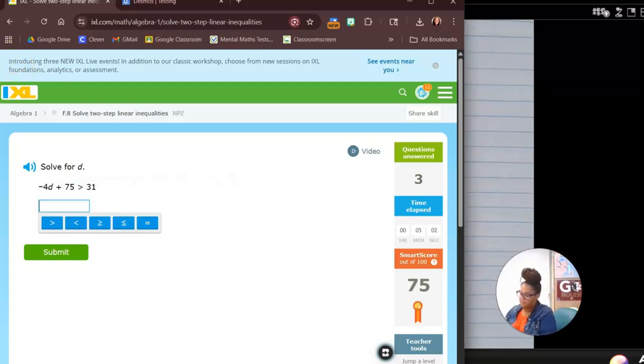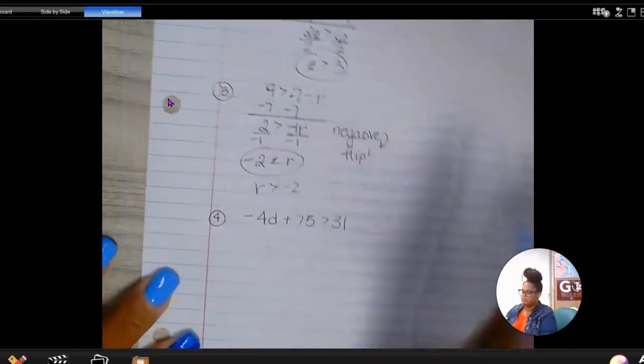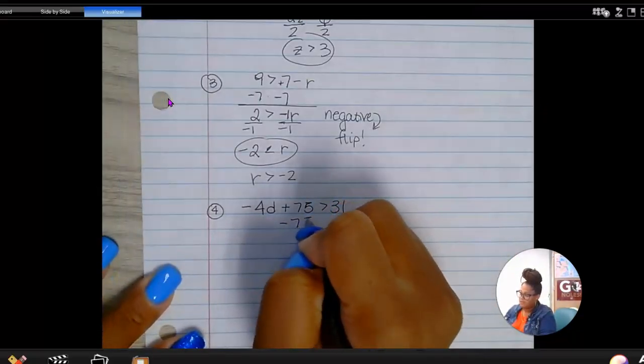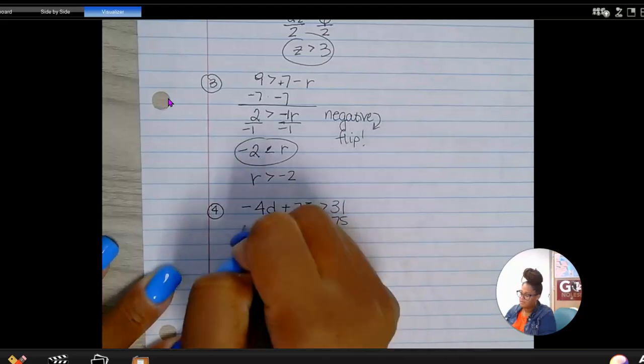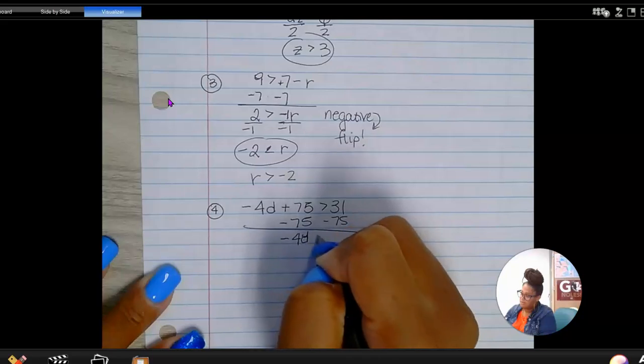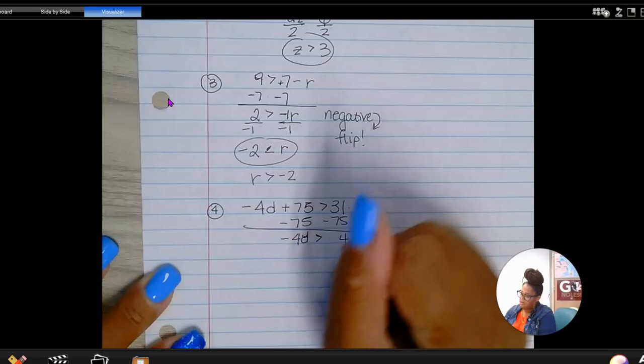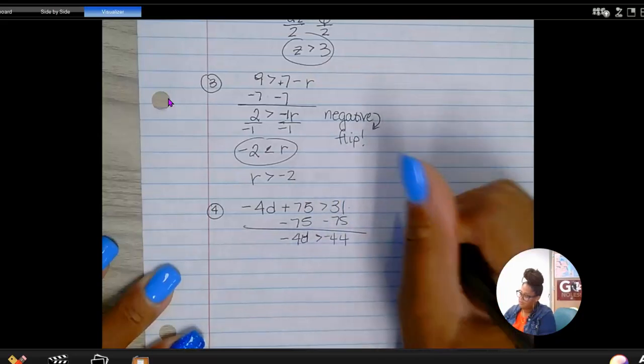-4d plus 75 is greater than 31. Subtract 75 from both sides. -4d is greater than, this is 4, -44.